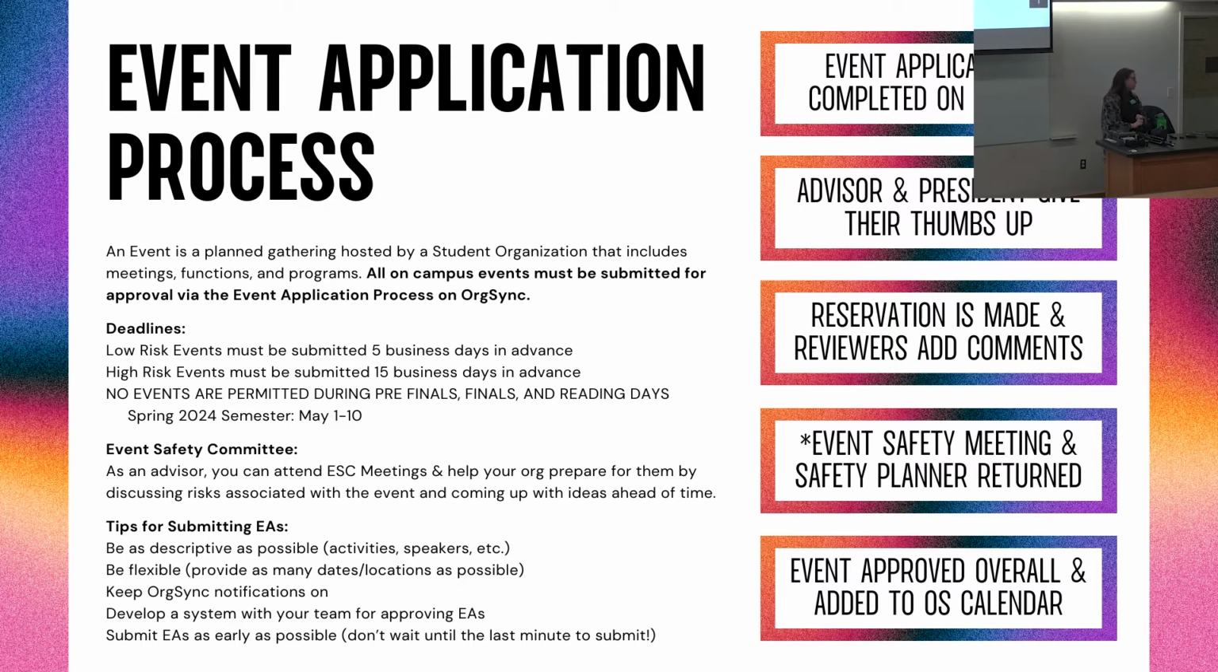Next, make sure you're keeping those OrgSync notifications on, as well as communicating with your team when they are submitting an event application to come up with some sort of plan for your organization. So that if they submit a student organization event application and y'all's process is to then send a text into the group chat that has president, advisor, and the social chair in it, so that everybody knows something has been submitted. Whatever works for y'all works for us.